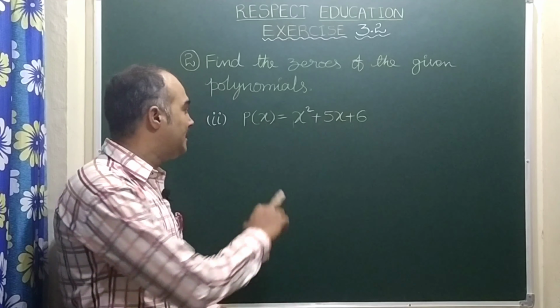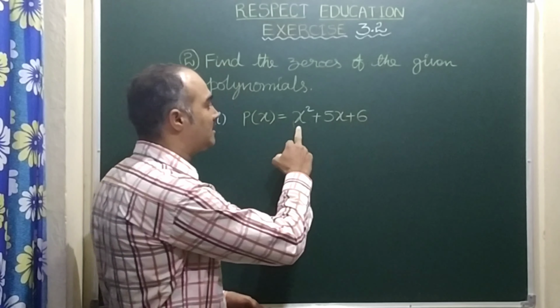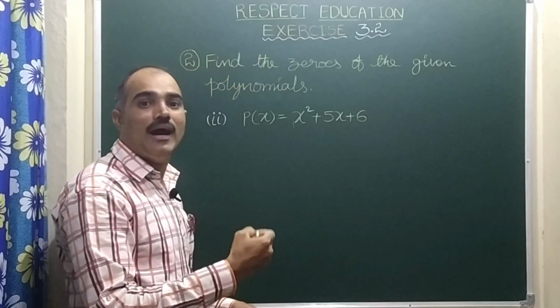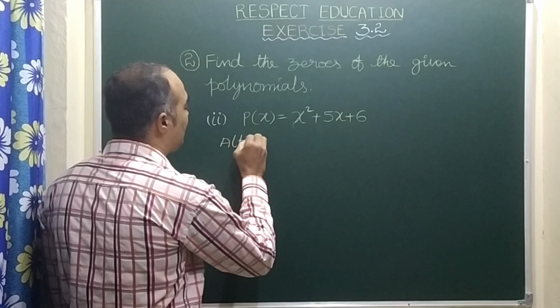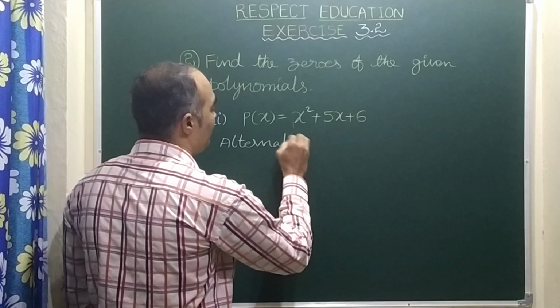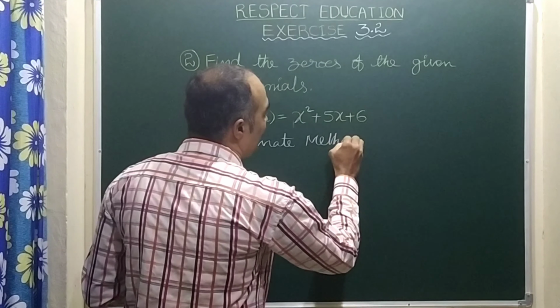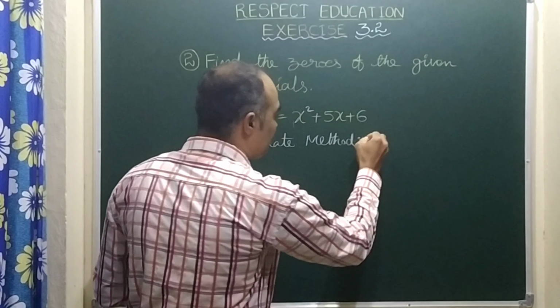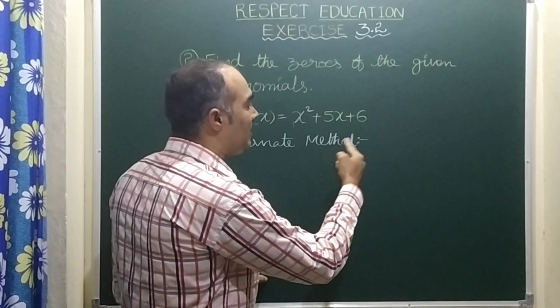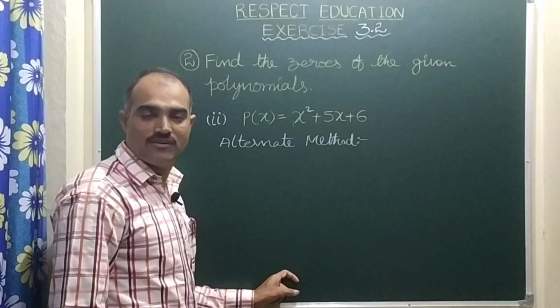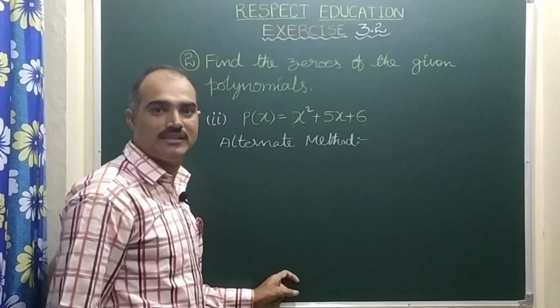Now let us solve the same bit, that is the second bit, p of x equal x square plus 5x plus 6, in another method. So let us take it as an alternate method. In the examination you can do either the previous one or this one. Actually this method will be introduced in chapter 5, that is quadratic equations, which you are going to learn in further classes.